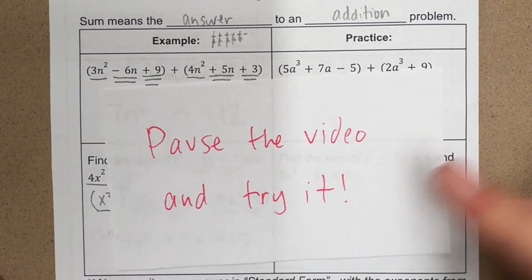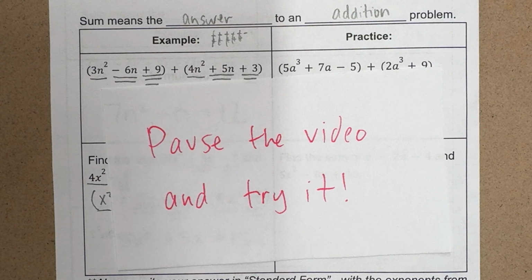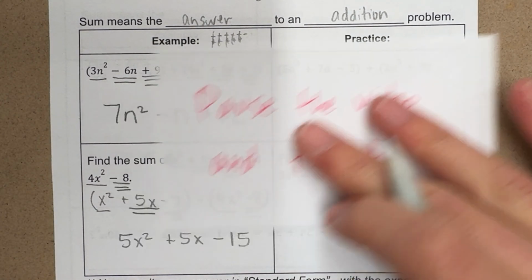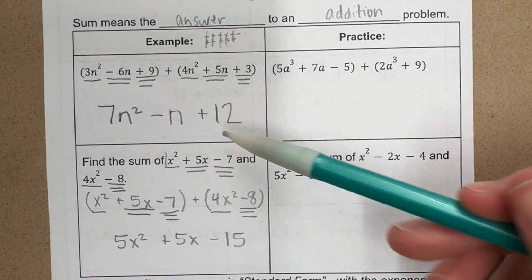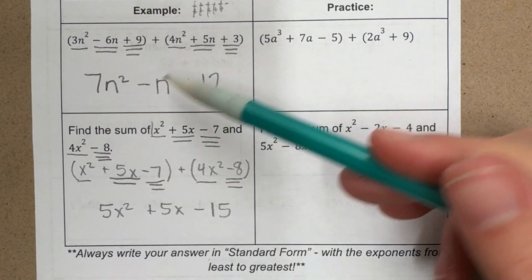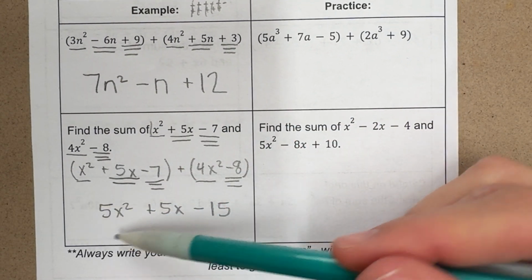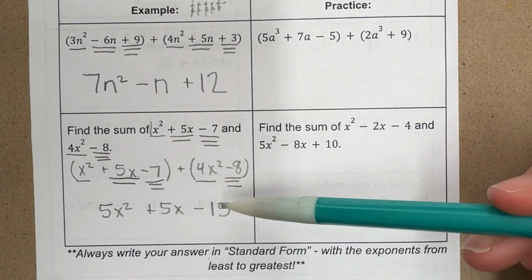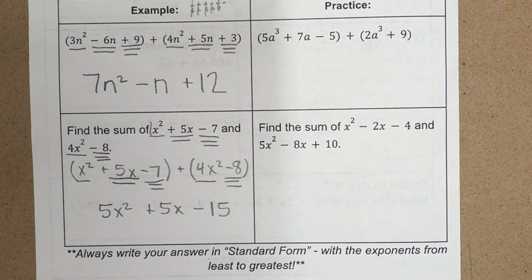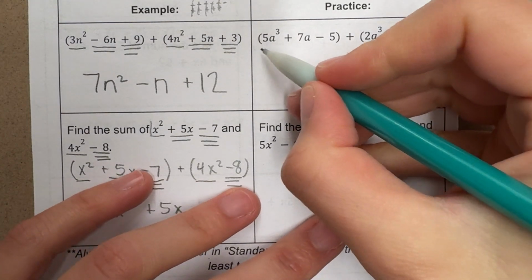Okay, go ahead and pause the video. Try these two problems real quick. Okay, I'm going to just model them really quick. Notice I have a note down here. Make sure you write your answer in standard form, meaning the largest exponent is first, followed by the next largest exponent, followed by the constant that has no variable at all. Okay, I'm just going to really quick show you these two practice problems.